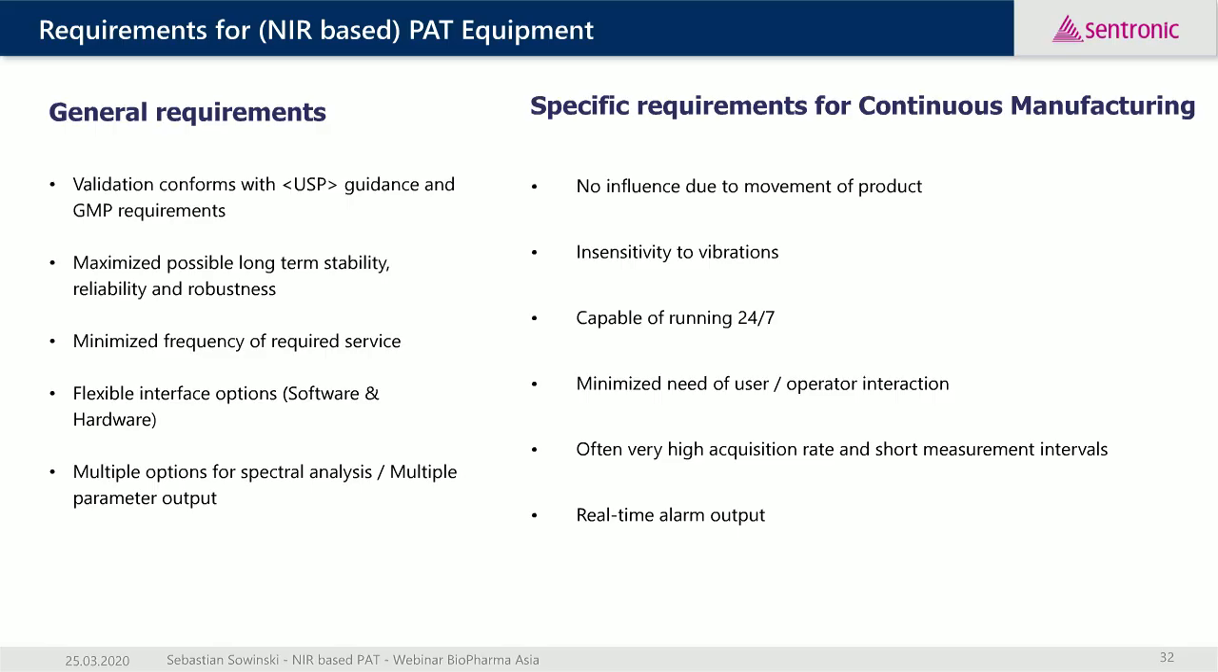Looking into a continuous manufacturing line, there are a few additional requirements. Very often it is a measurement of a moving product, so we have different speeds of powder, granule, or product moving through the line. Measuring directly in line, the measurement system itself has to be insensitive against any vibrations and any disturbances based on these vibrations. It has to be capable of running 24/7.